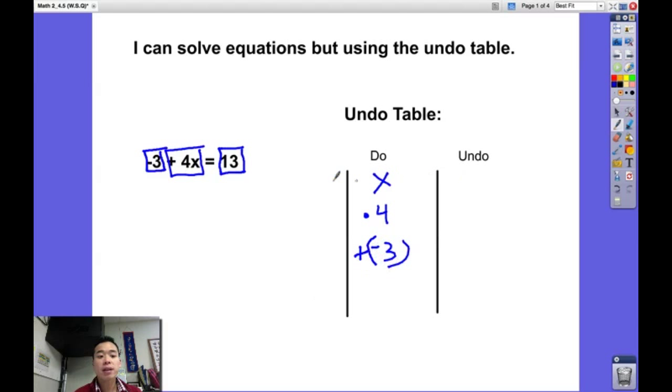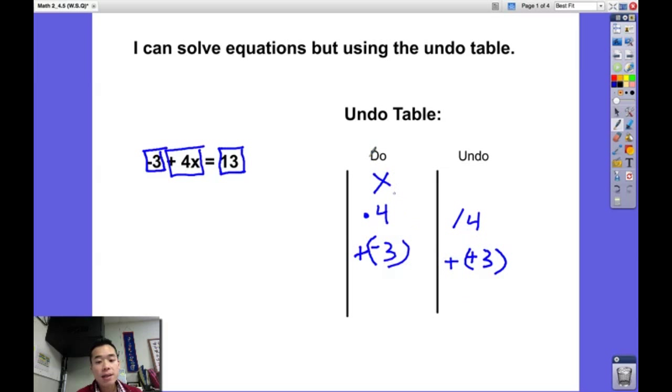Okay, and then immediately I'm going to check. I have everything that's happened to the left side already written down. The other side is just 13. I'm going to leave it alone. Immediately I'm going to go in and do the opposite, or undo all of that. So the opposite of adding negative 3 is subtracting negative 3. We don't subtract in math anymore. We add the opposite, so a minus minus becomes positive 3. The inverse of multiplying by 4 is dividing by 4.